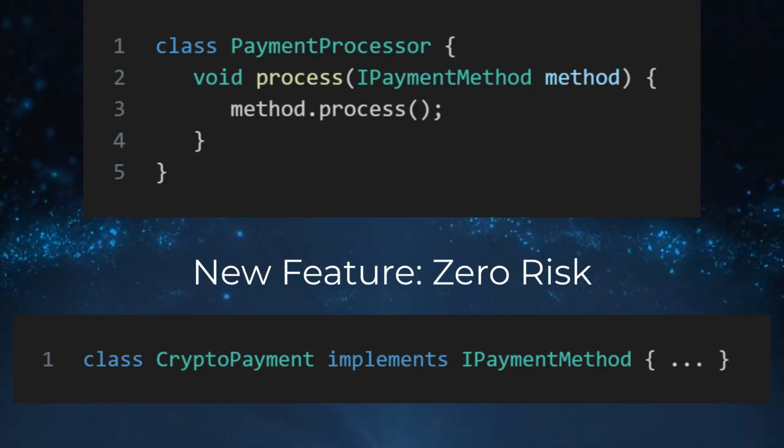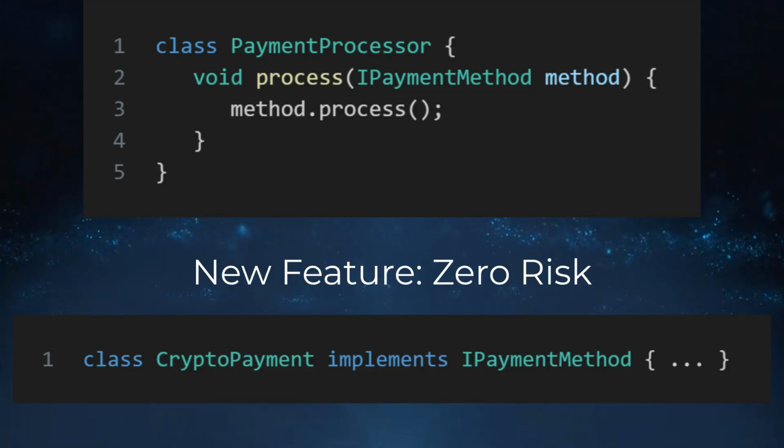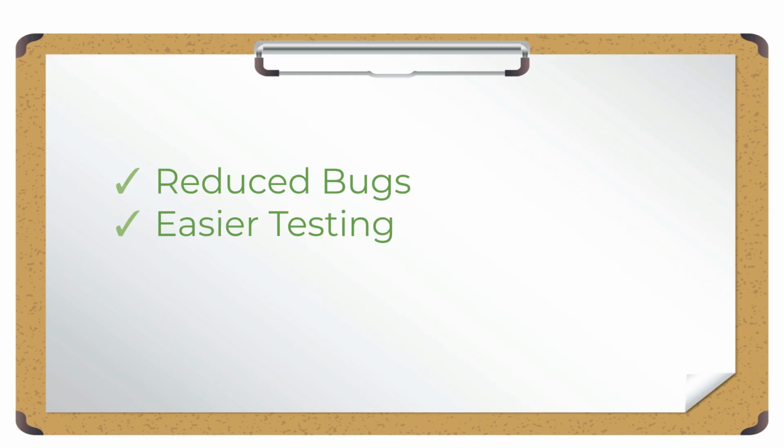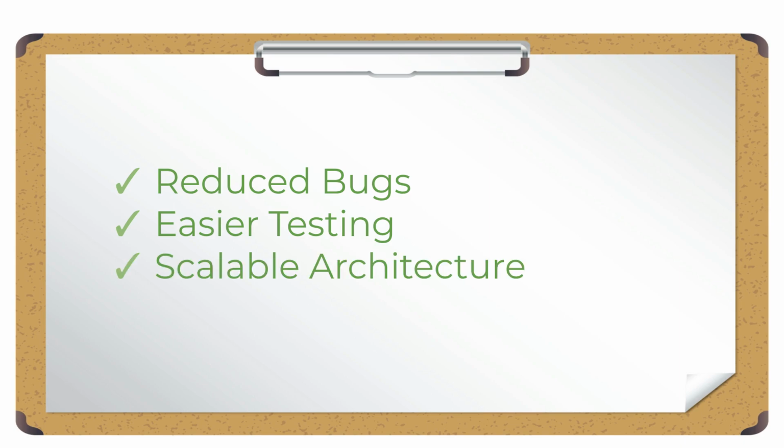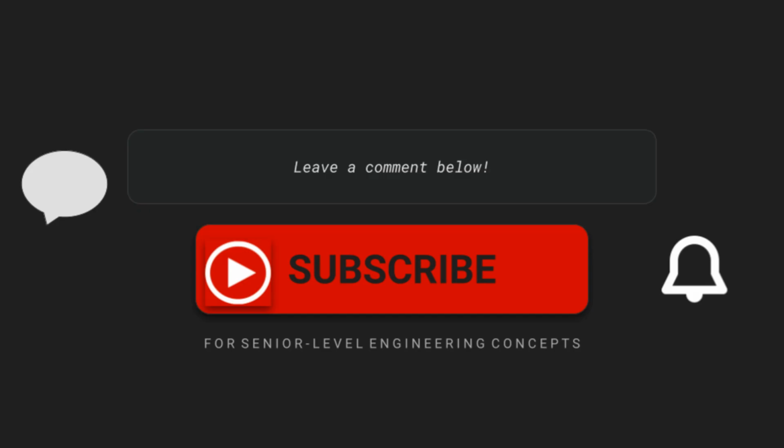By adhering to the open-closed principle, you achieve three things. You drastically reduce regression bugs. You make unit testing easier because classes are smaller and focused. And finally, you create an architecture that welcomes change rather than fighting against it. This is just one of the SOLID principles.